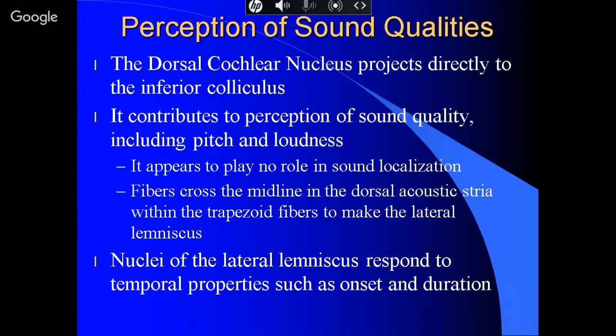We don't have much longer to go. We'll finish in 5 minutes. The dorsal cochlear nucleus then projects, as I said, directly to the inferior colliculus. So we want to follow these two systems all the way up to cortex, and then we're done. The dorsal cochlear nucleus is for perception of sound quality, including both pitch and loudness.